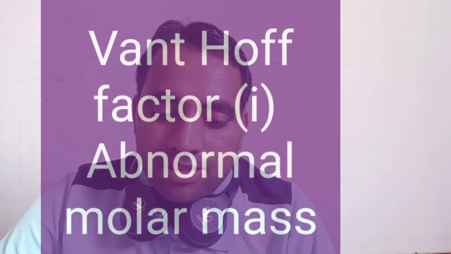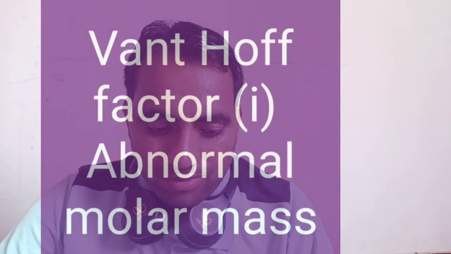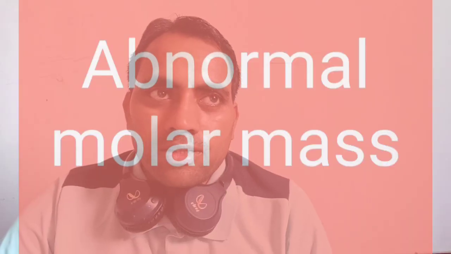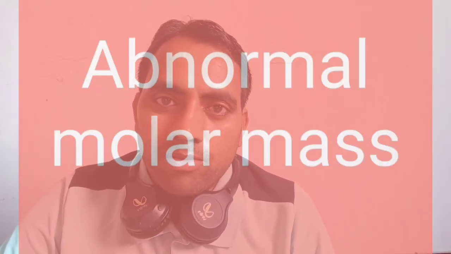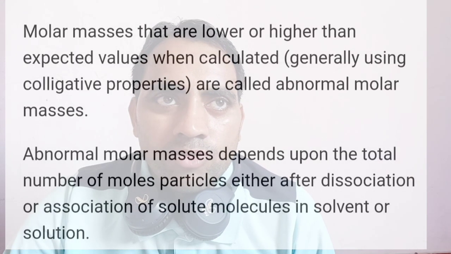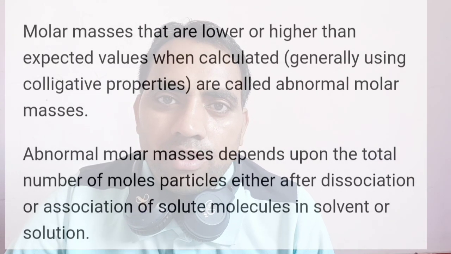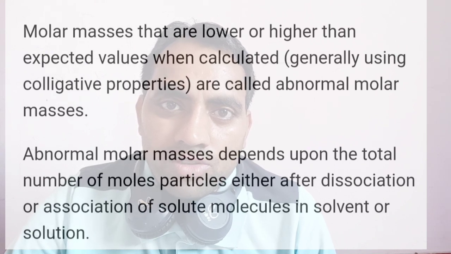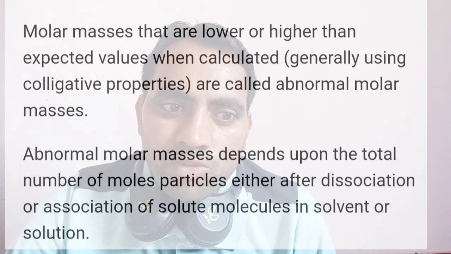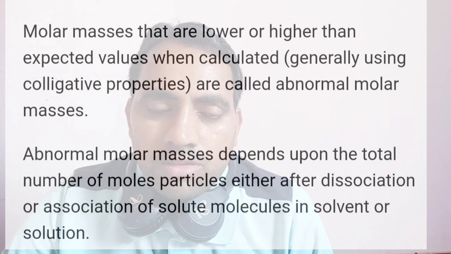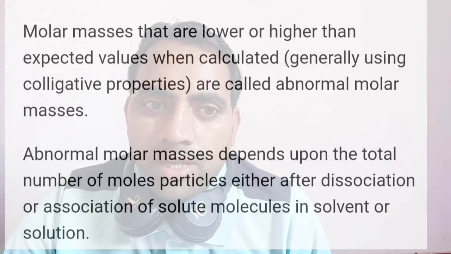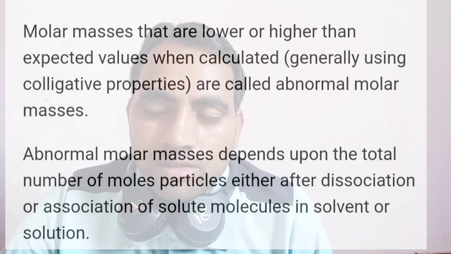Dear student, today we will be studying about the 12th chemistry solution chapter topic: abnormal molar mass and Van 't Hoff factor. First we will be discussing the abnormal molar mass. If the experimental molar mass differs from the real molar mass of solute, then it's known as abnormal molar mass. There are two reasons for the abnormality in molar mass.